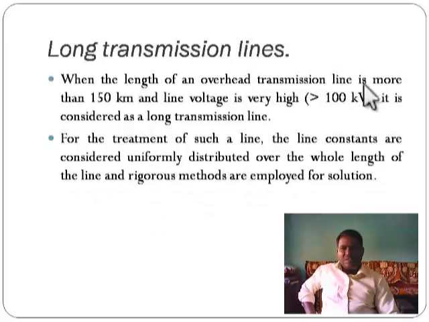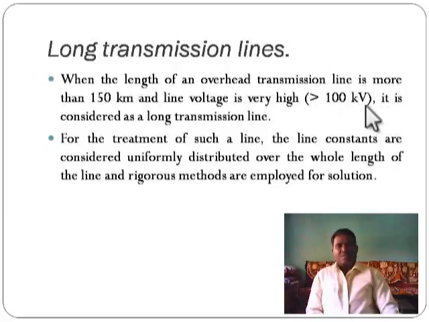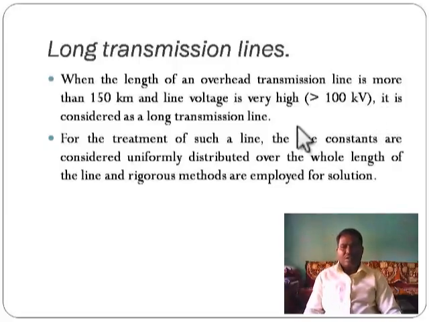Next classification is the long transmission line. Here the length of the overhead transmission line is much more, more than 150 km, and the line voltage is very high, greater than 100 kV. This kind of consideration is said to be a long transmission line. For the treatment of such a line, the line constants are considered uniformly distributed over the whole length of the line, and a rigorous method is employed for the solution.